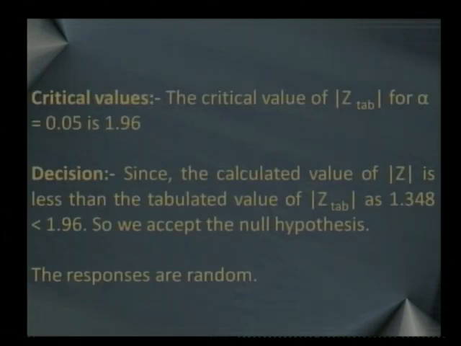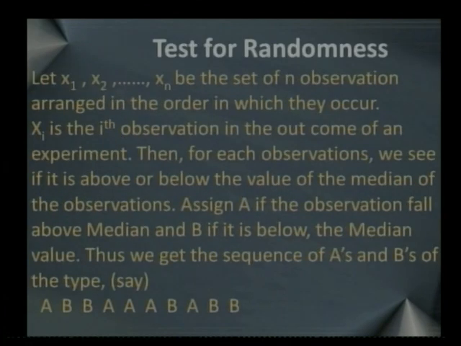The critical or tabulated value for Z, as you know, for the 5% level is nothing but 1.96. So what is the decision? The decision is that the calculated value is less than the tabulated value, which is 1.348 is less than 1.96. So we accept the null hypothesis, and hence the responses are random.